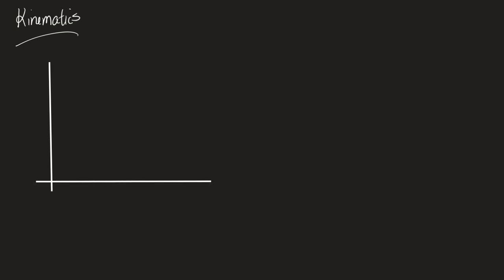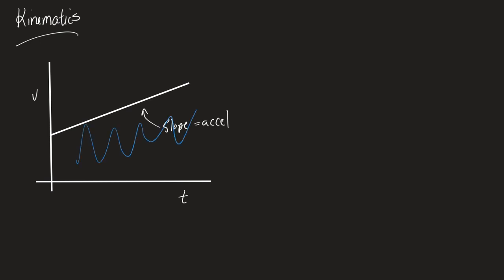Remember, we started with graphs of like velocity and time, and from here we talked about a graph like this. The slope of this line would be the acceleration, and the area under this line would be the displacement. That all ring a bell to you guys?